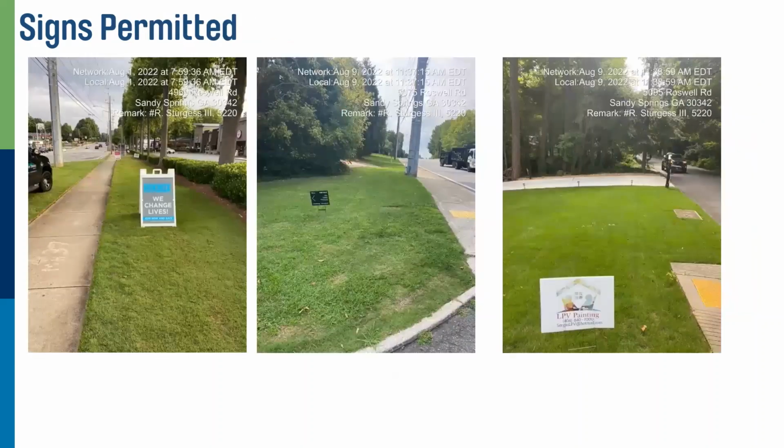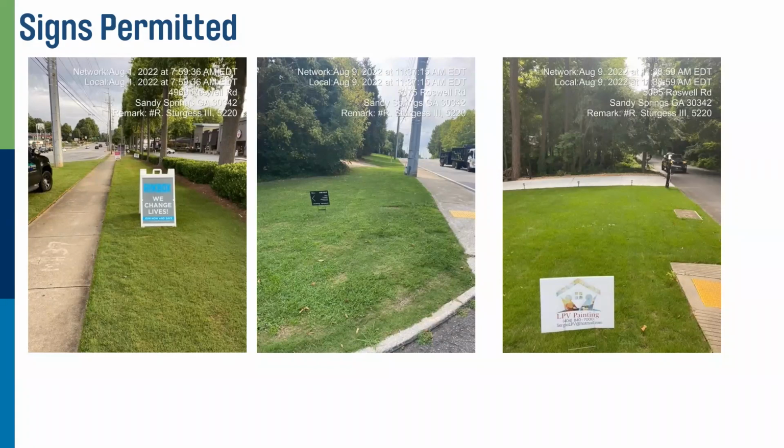So, signs that are permitted: yard signs. Yard signs are allowed. You can put them up on the road. This is like an A-frame sign, or there are other names for it, just yard signs in general. But again, there are rules for them. You don't have to have a permit, but you can't put them in the right of way. They have to be set back.